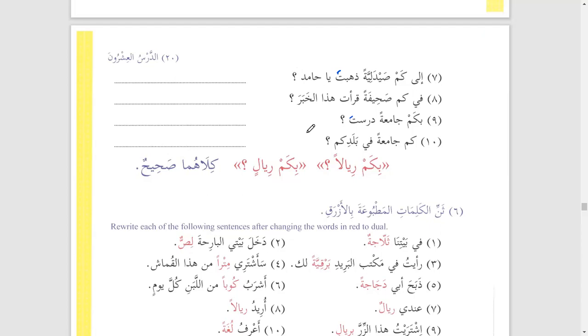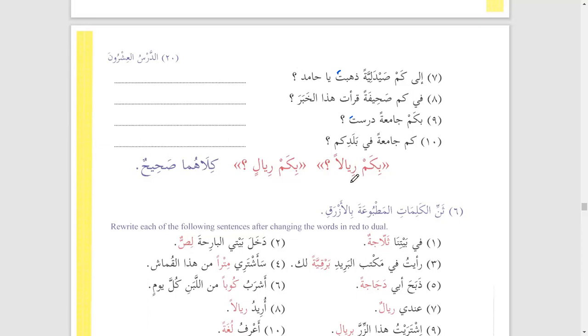كم جامعة في بلدكم؟ How many universities are there in your country? في بلدنا جامعتان. Yes, there are 2 universities in our country.